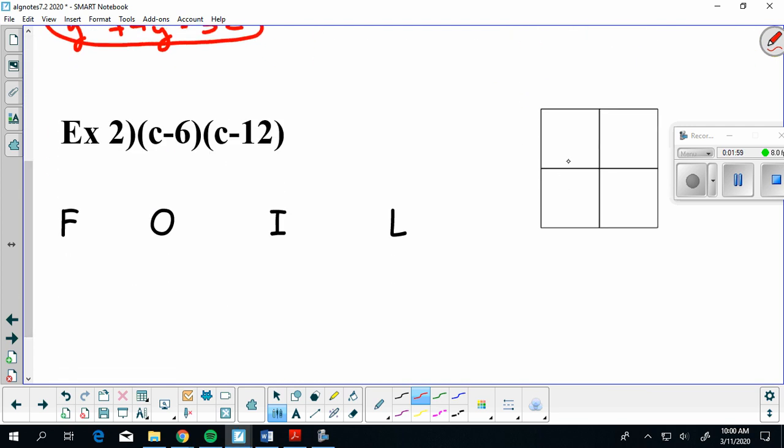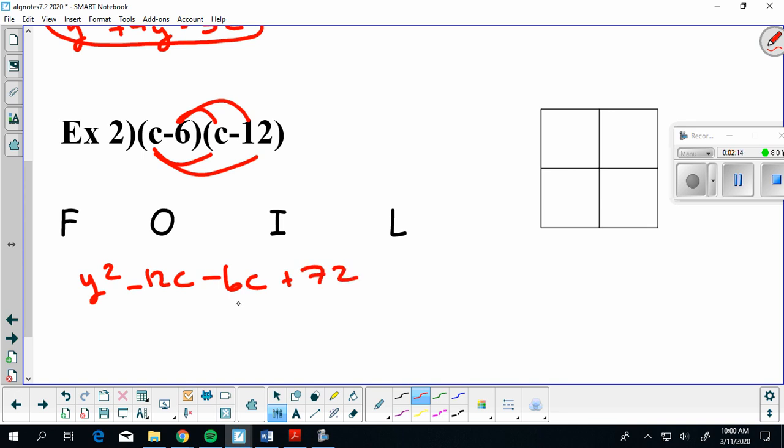So I'm going to kind of go back and forth with the FOIL and the Punnett square. So c times c is c squared. c times -12 is -12c. This would be -6c. And this is positive 72. So if I combine these in the middle, the answer is c squared minus 18c plus 72.